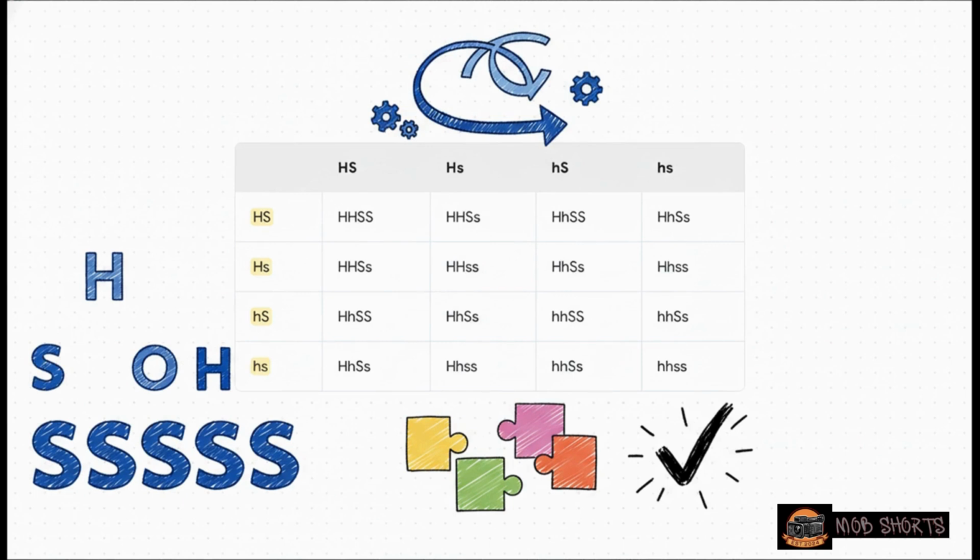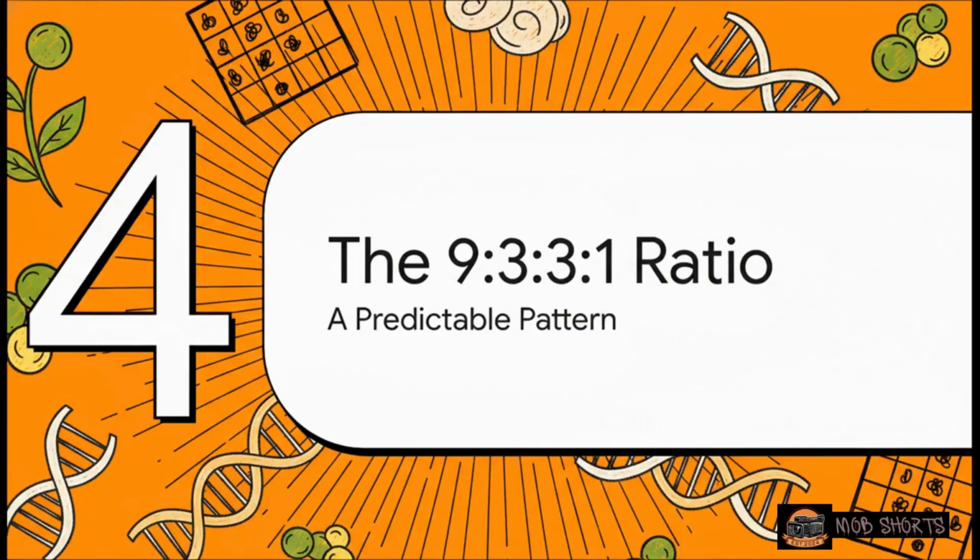By breaking this big, complex task into simple, repetitive little steps, it becomes so much faster and way more accurate. And just like that, our grid is totally filled out. So we did it. We filled in all 16 boxes. And right now, it probably just looks like a random mess of letters. But trust me, hidden inside this grid is an absolutely beautiful, predictable pattern. And it shows up every single time you do this type of cross. This, right here, is the big payoff.